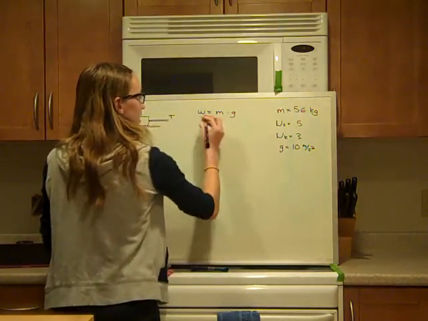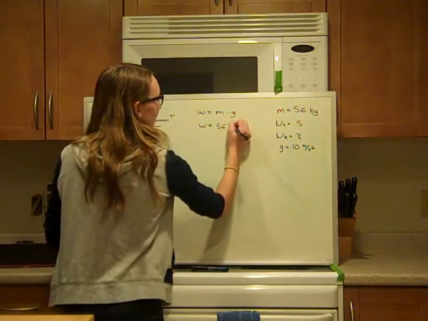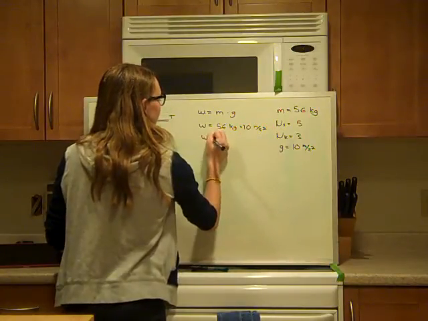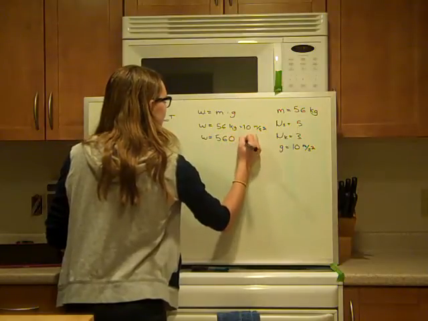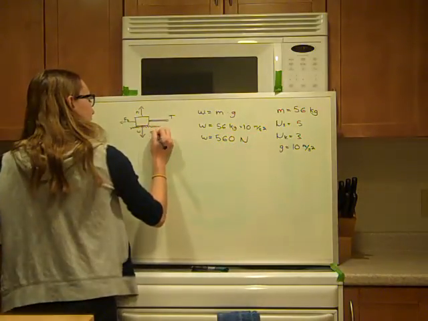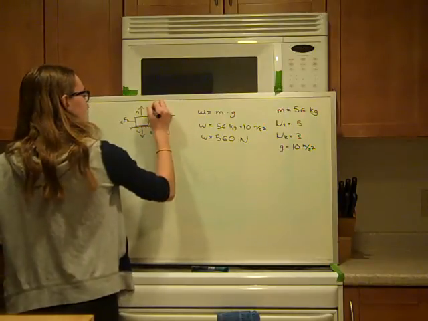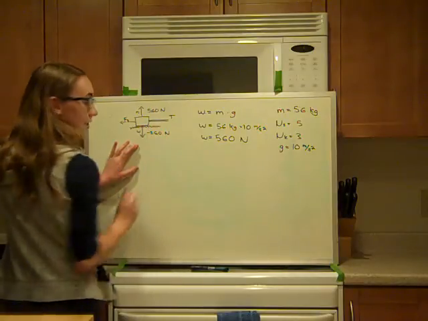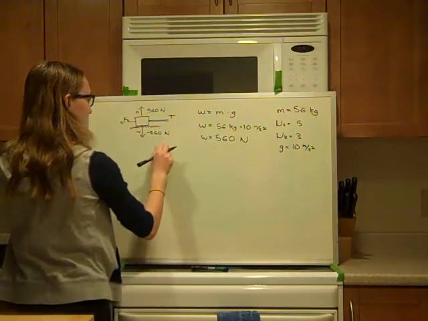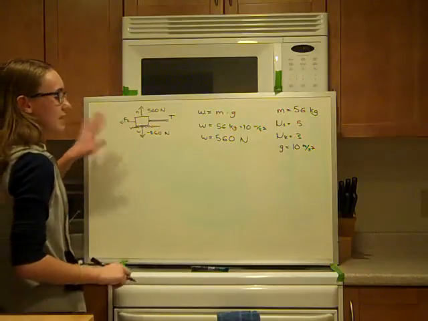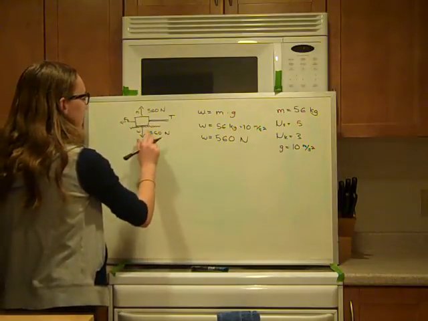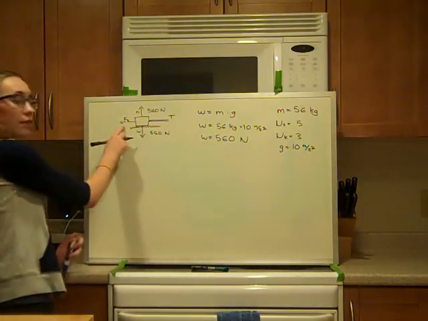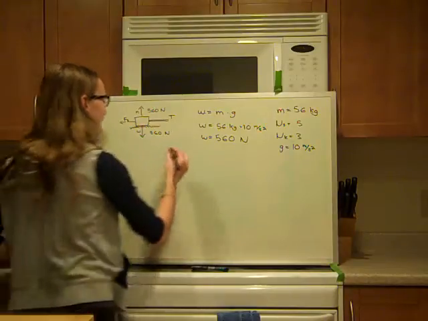So weight is mass times gravity, as we learned. Weight is 56 kilograms times 10 meters per second squared, and if you solve that out, weight is 560 newtons. So we've got 560 newtons going down, 560 newtons going up. This is in the negative direction. If we were trying to find the net force, these would cancel out, but we're not going to worry about that right now. Actually, I'm going to leave the negative sign off, because we aren't solving for net force yet. Now we want to find the static friction, which is what the question's asking for.